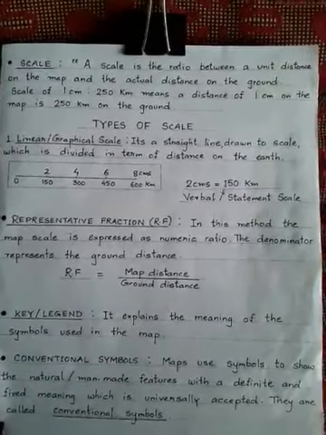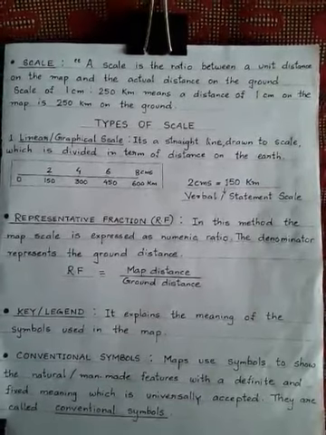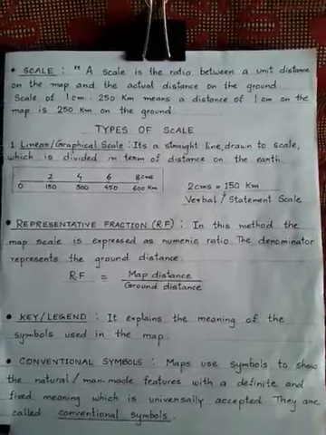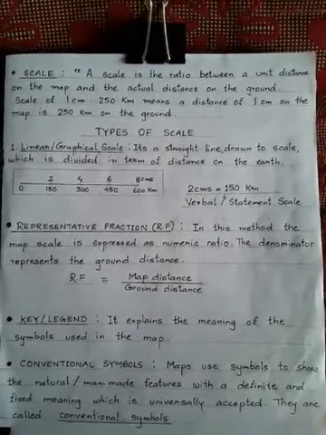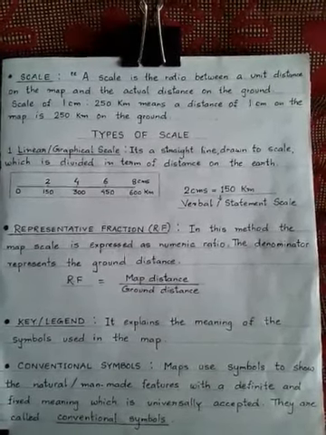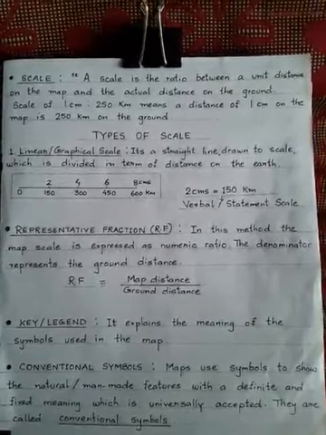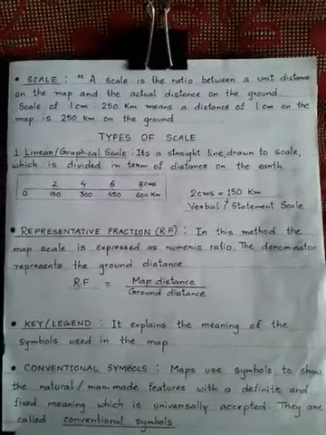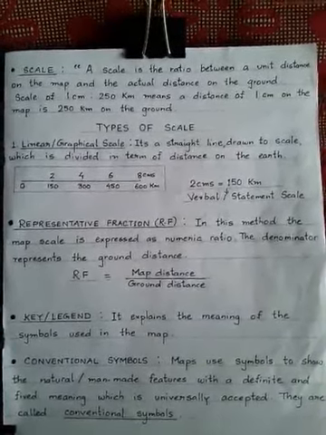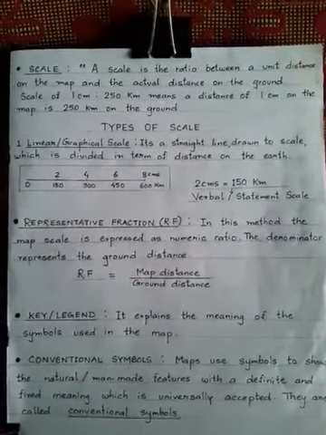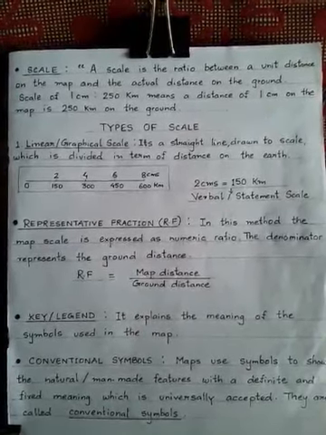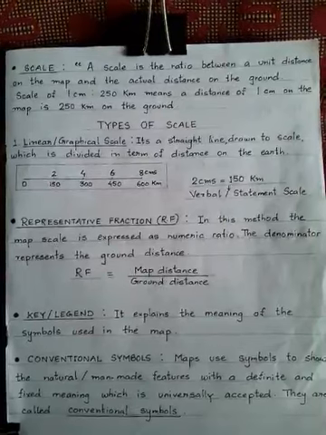Let's see the scale. What is a scale? It's a ratio between a unit distance on the map and the actual distance on the ground. Suppose you are taking a scale of 1 centimeter is to 250 kilometers. It means a distance of 1 centimeter on the map is equal to 250 kilometers on the ground. There are mainly 3 types of scales that are shown in a map. That is linear or graphical scale. Second is verbal or statement scale. And the third is representative fraction.